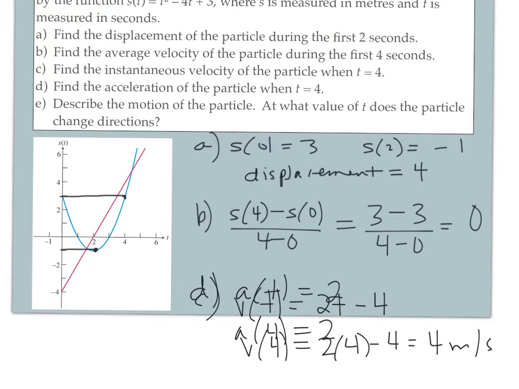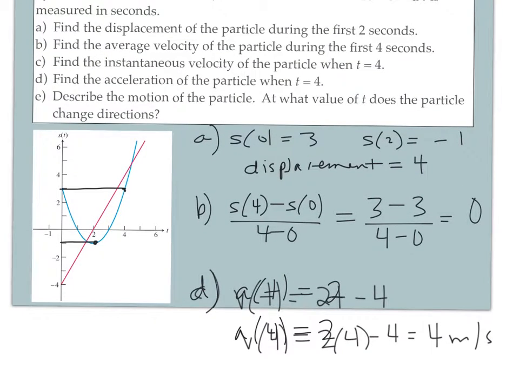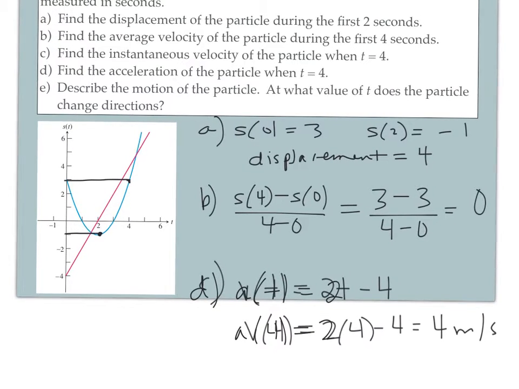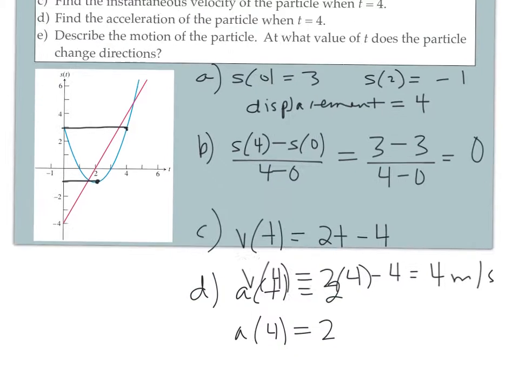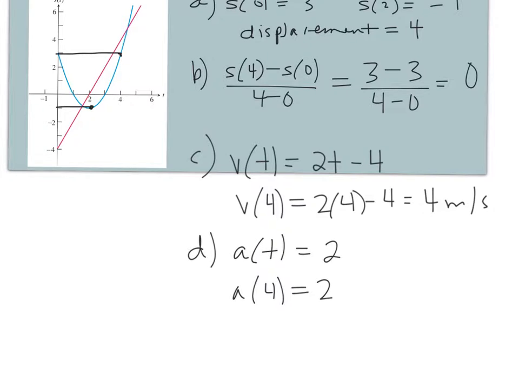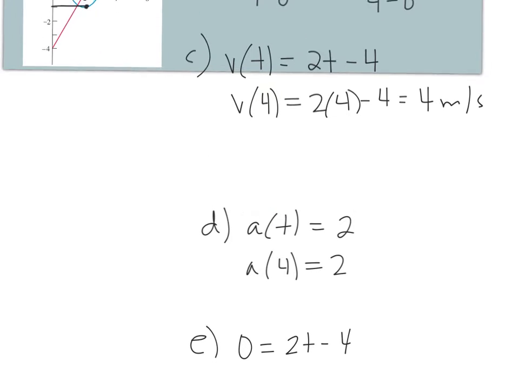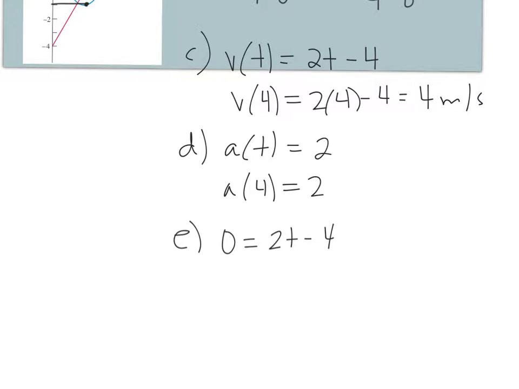And then the last question, E wants to know where does the particle change directions? I can see it in the position graph because I have a graph, or I could look at the velocity. If I didn't have a graph, how would I use the velocity equation I got in part C to help me figure out where it changes directions? Look for the 0. So if I set 2t minus 4 equal to 0, if I set the velocity equal to 0, I get t equals 2. Okay, and what that tells me for sure is that it changes direction at 2.